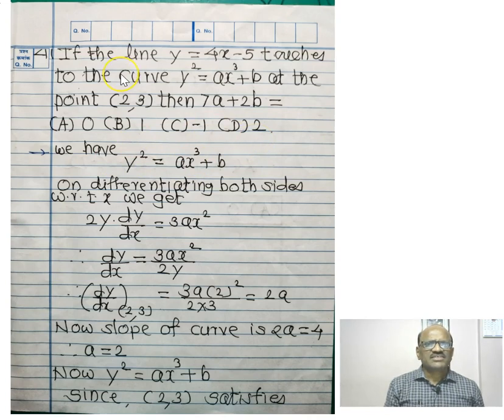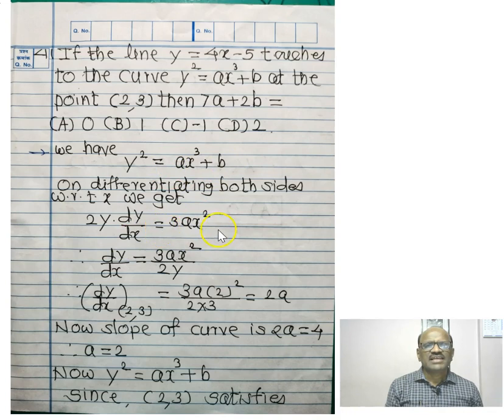Now as this line touches this curve at this point, therefore differentiate the above equation. The derivative of y square is equal to ax cube plus b. Derivative of y square is 2y into dy by dx. Ax cube, and the derivative of b is 0.